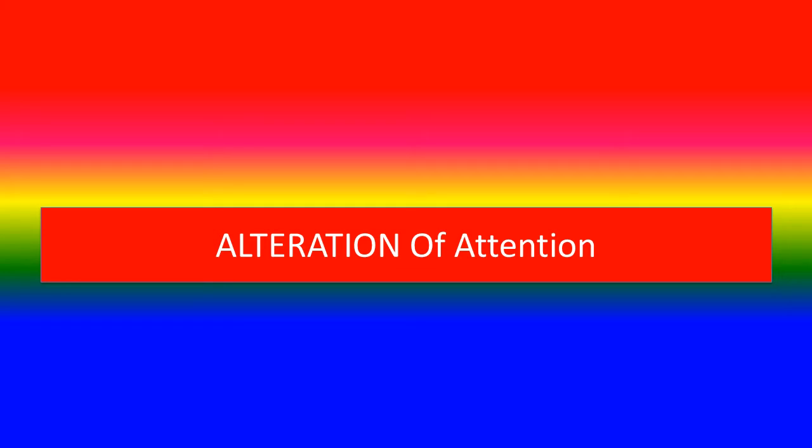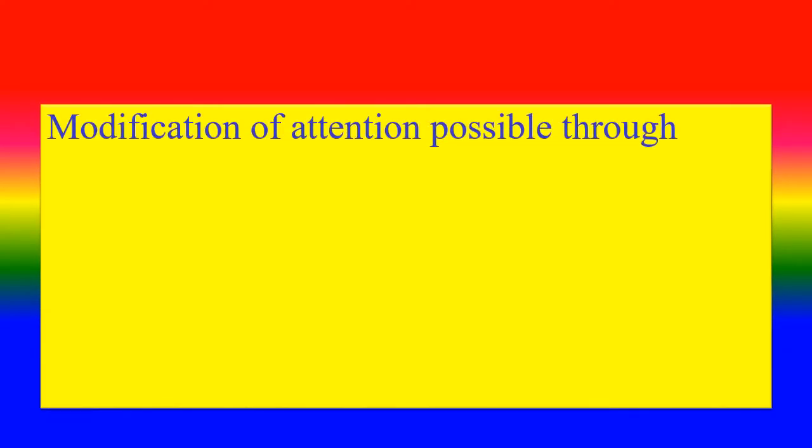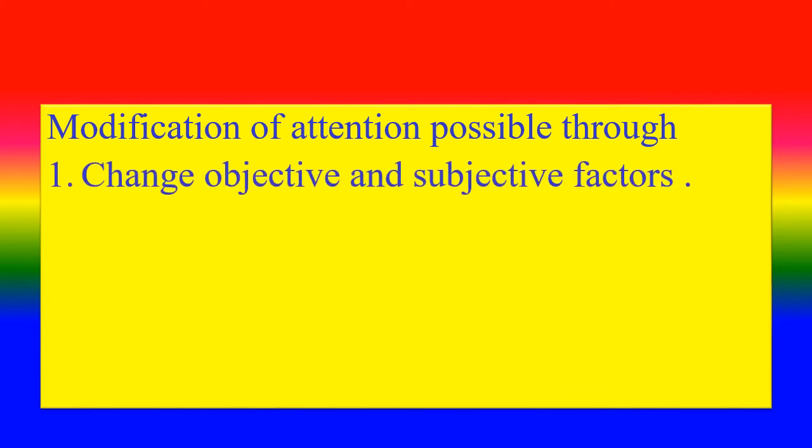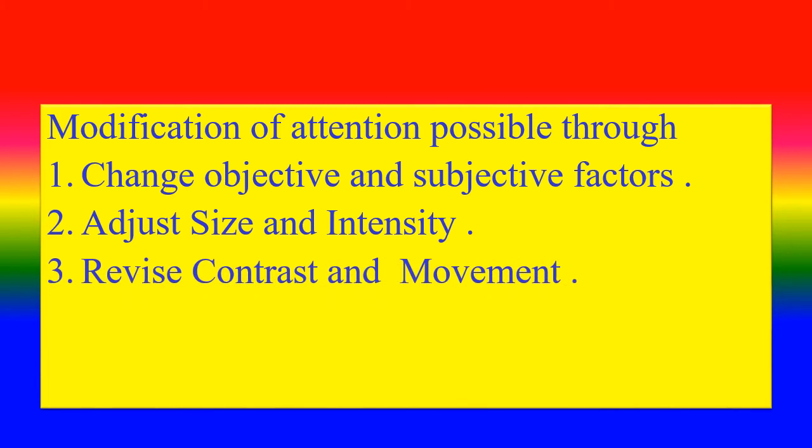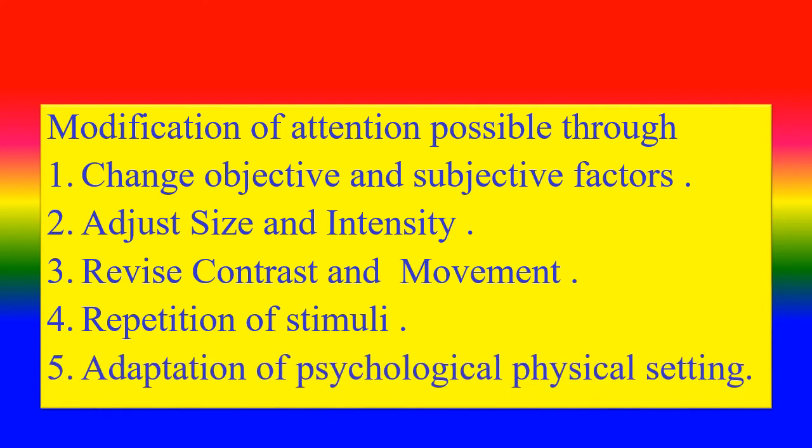Alteration of attention. Modification of attention is possible through: 1. Change objective and subjective factors. 2. Adjust size and intensity. 3. Revise contrast and movement. 4. Repetition of stimuli. 5. Adaptation of psychological physical setting.